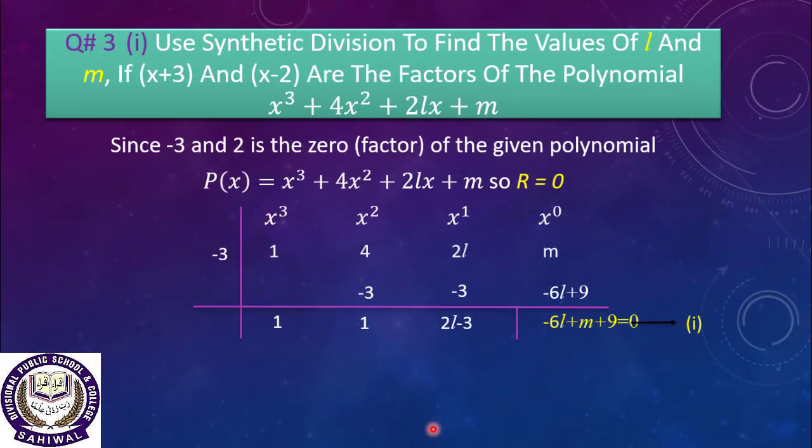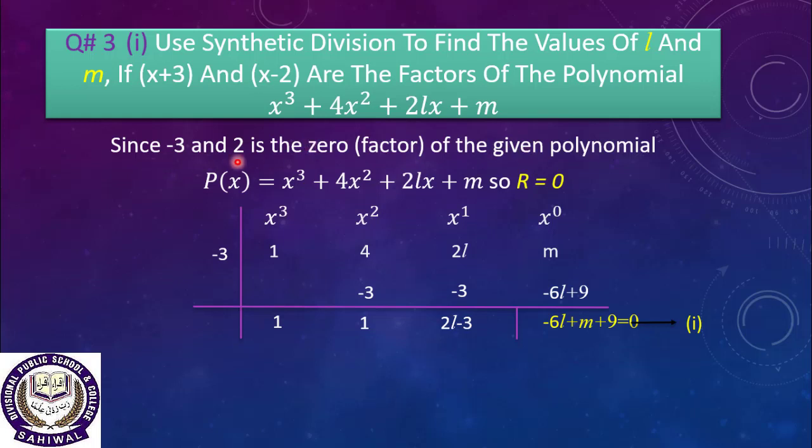Now for question number 3, we are considering the first part. Use synthetic division to find the values of L and M if x plus 3 and x minus 2 are the factors of the polynomial x cubed plus 4x squared plus 2Lx plus m. As the two factors are given for this polynomial, we change the sign of the constant term and get minus 3 and positive 2.